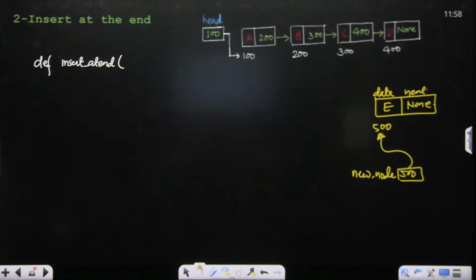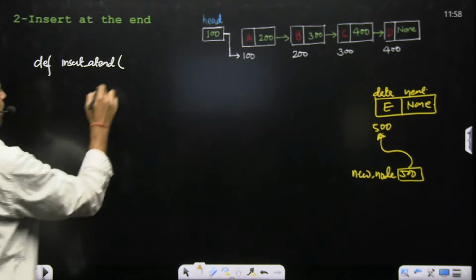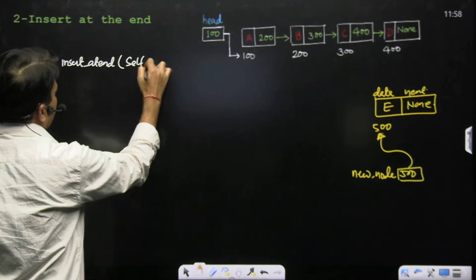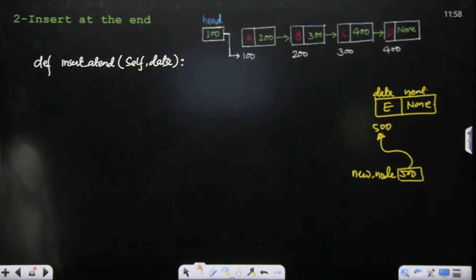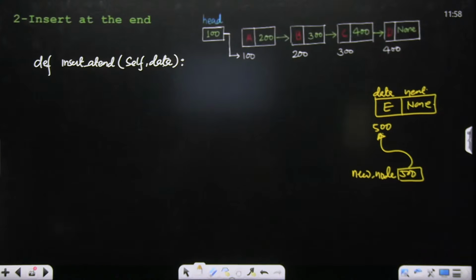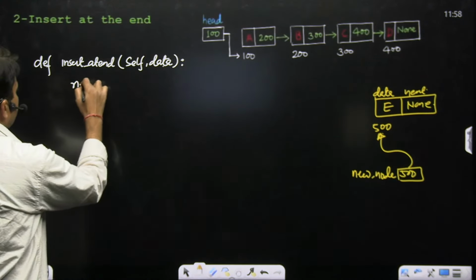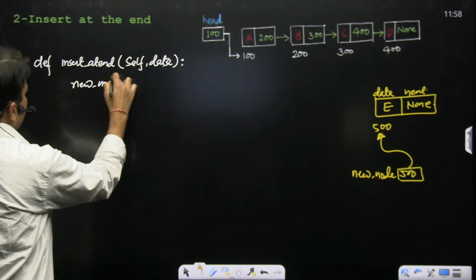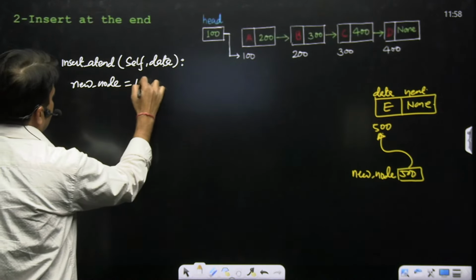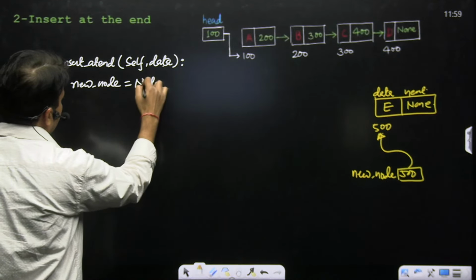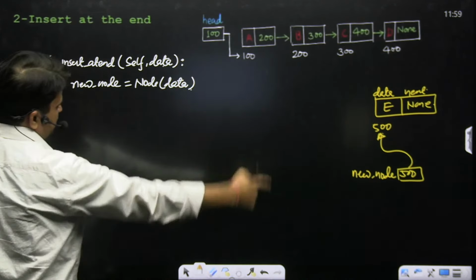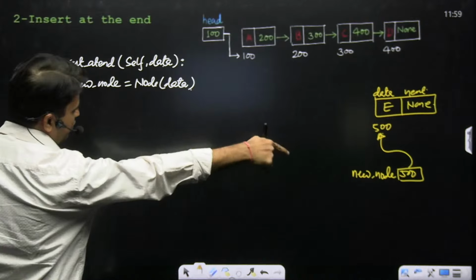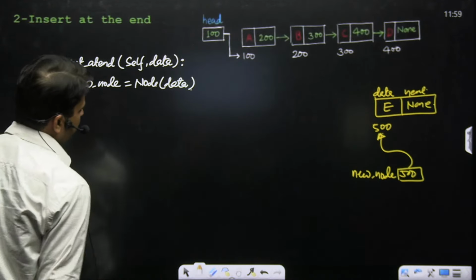Define insert_at_end(self, data). First of all, allocate memory for the new node, student. How can we create memory? new_node equals Node class, with the data here. So in this way, the new node is created, and new_node is pointing to this memory location.